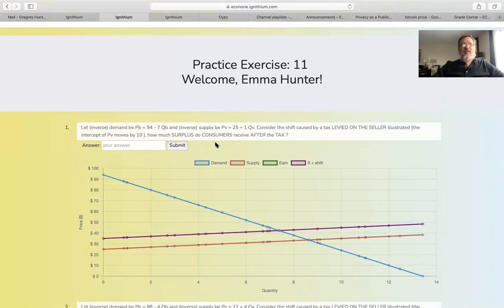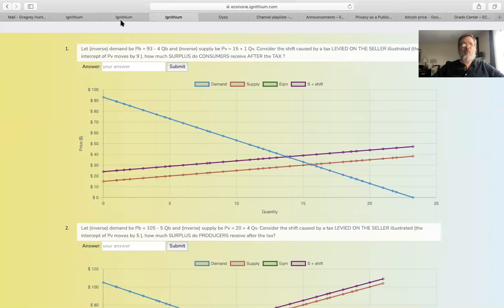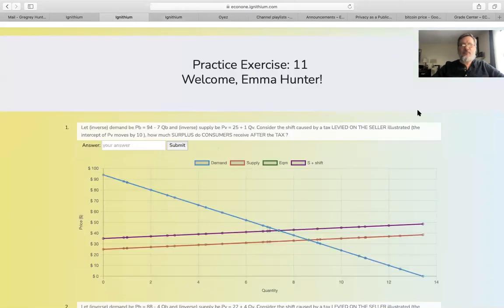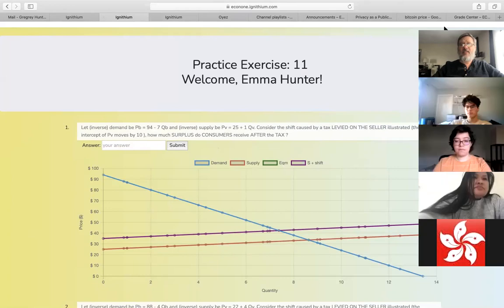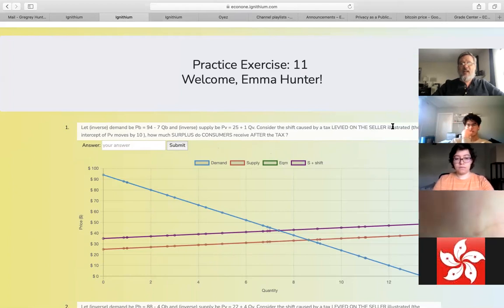So this is the practice. Yeah, 1 and 1 match up. So we've got a demand and a supply equation, and there's a tax that's levied on the seller. And so you can see the tax that's levied on the seller there. Can you see that, Noah? Yes, I can. So it's just shifting the supply curve.